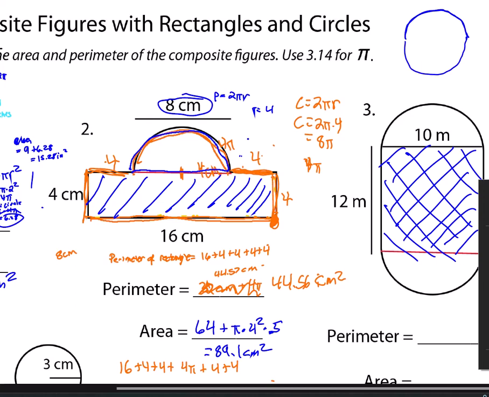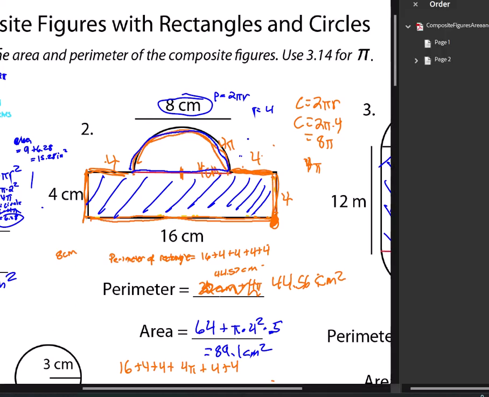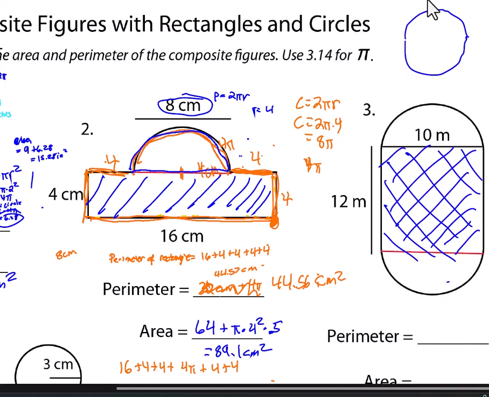So I have this rectangle. The rectangle does not have the top and bottom as parts of the perimeter, because the perimeter is really what goes around on the outside. But for the circle, we have the entire circle.